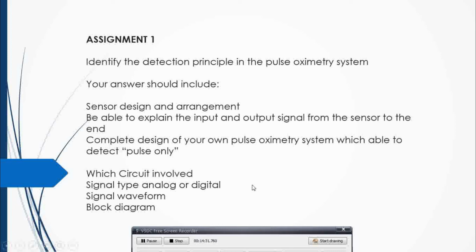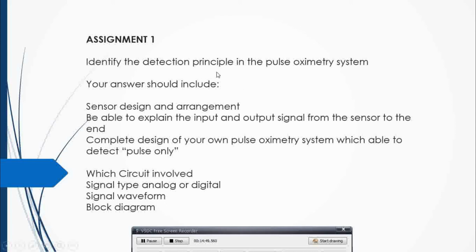Okay, now we go for the assignment. The previous one is the ad hoc assignment, right? So now this one is what we call the real assignment.